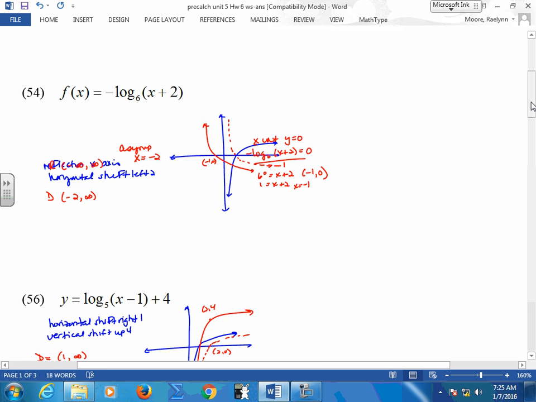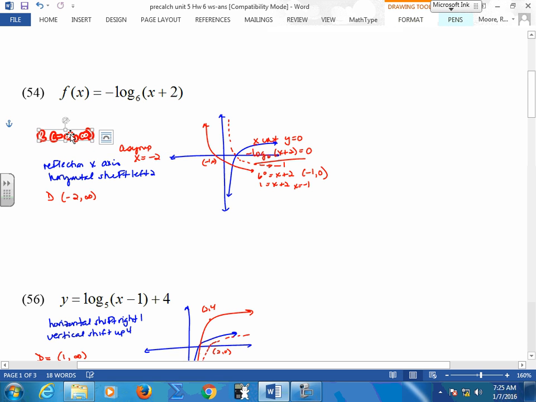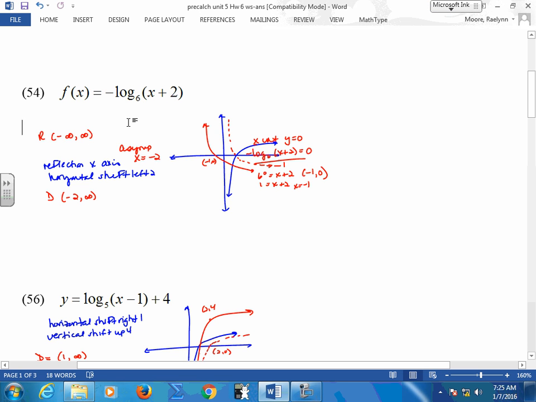This took your basic core graph, your basic log base 6, with a horizontal shift to the left 2, which goes the opposite way, and a reflection in the x-axis. Any horizontal shift is going to change your domain. Any vertical shift will not. So if your domain moves, move your axis, move your domain.